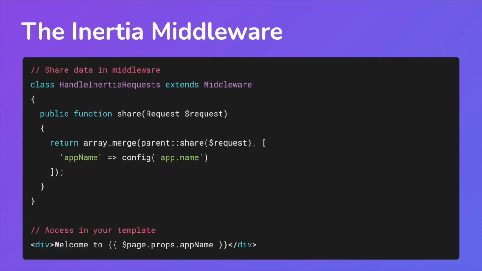Then, in your template, you can access all shared data by accessing Inertia's page object. You can also share data lazily using closures, and you can alternatively use the share method of the Inertia class if you want to share data from somewhere else than the Inertia middleware.